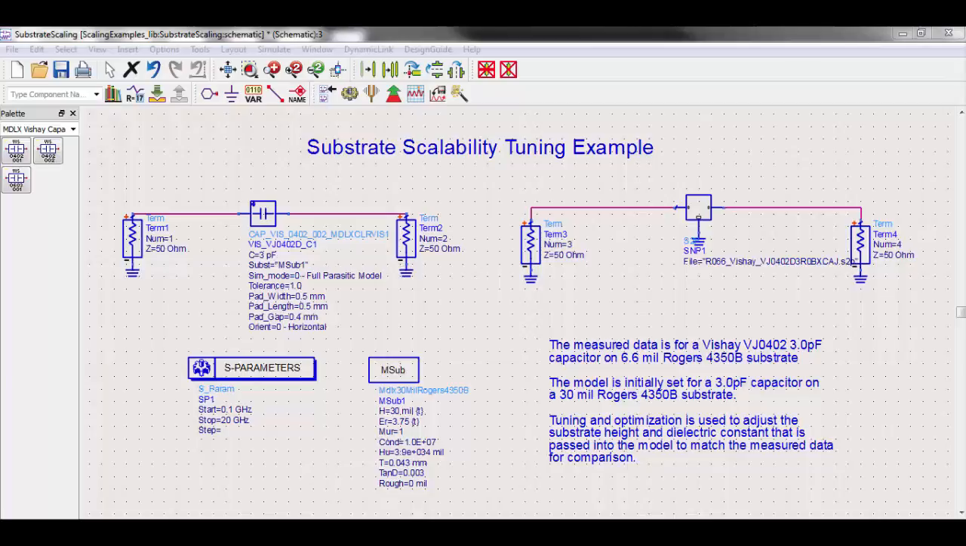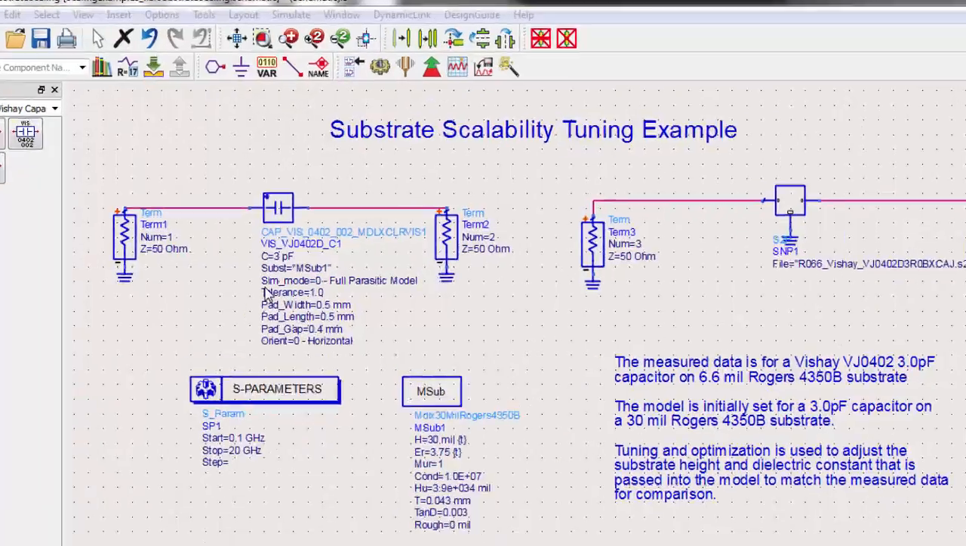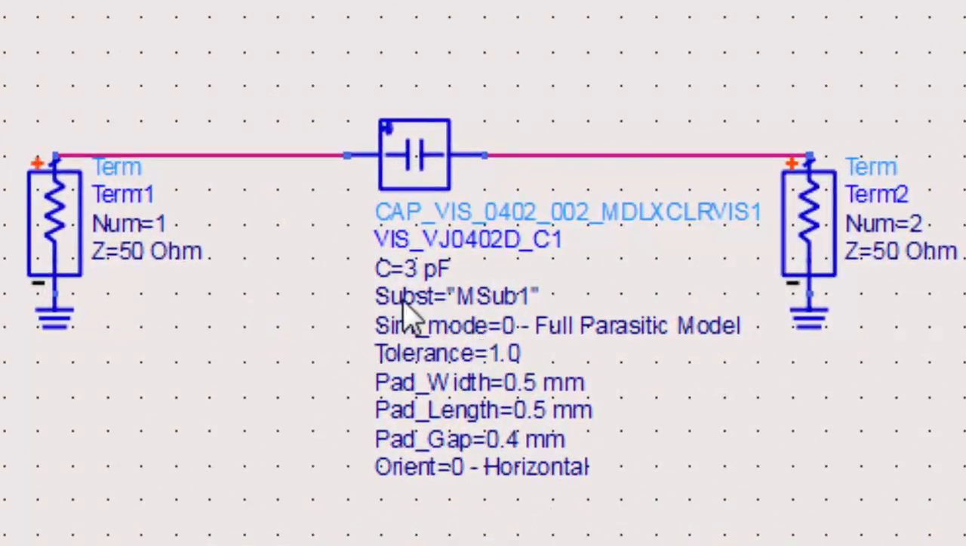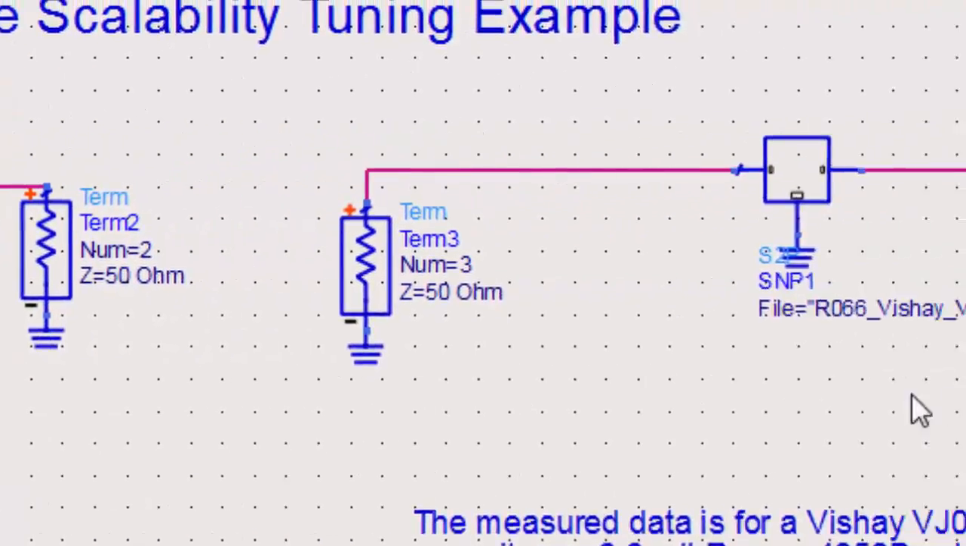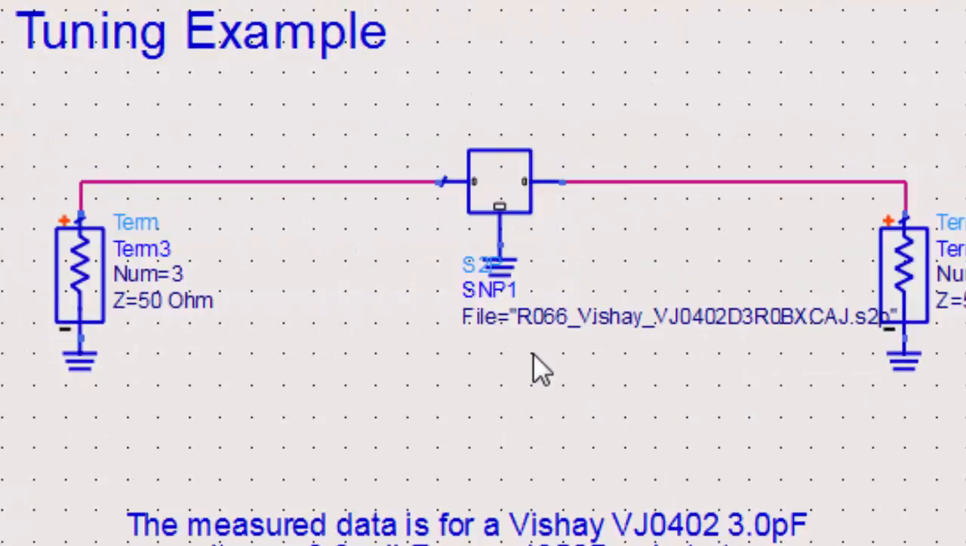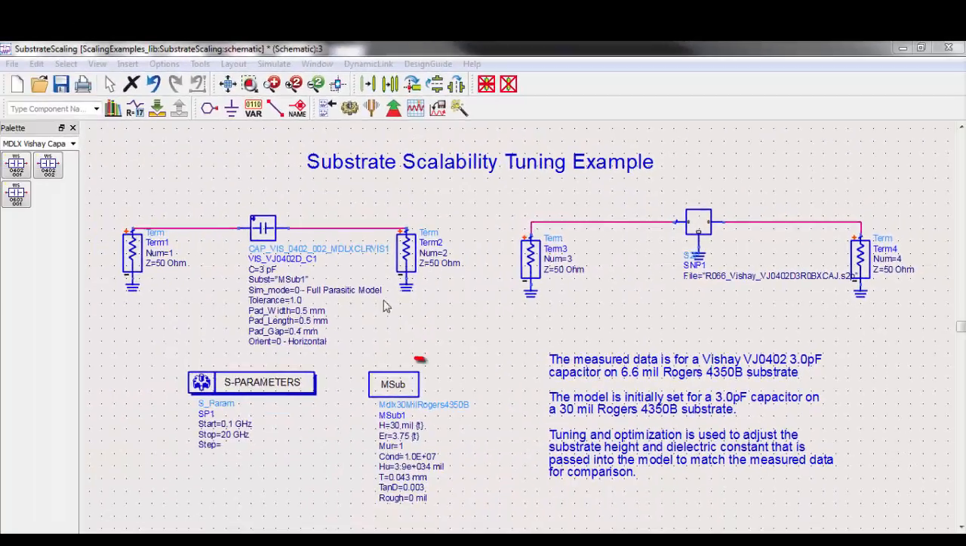In this substrate scaling example, we are showing a model on the left for a Vishay 0402 capacitor set at 3 picofarads. On the right, we have a measurement file for the same capacitor, and this one particular measurement was done on 6.6 mil Rogers substrate. The substrate definition for the schematic is set at a 30 mil Rogers substrate, so that is what the model will be using initially.